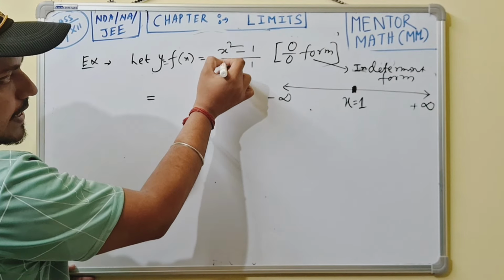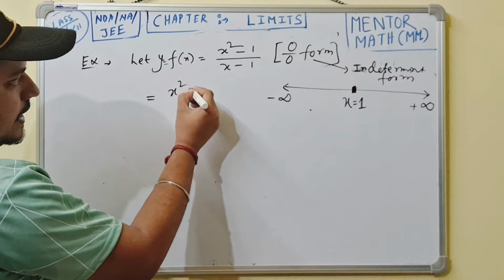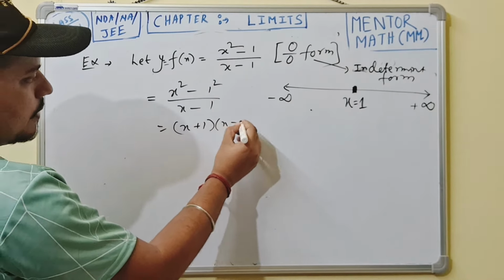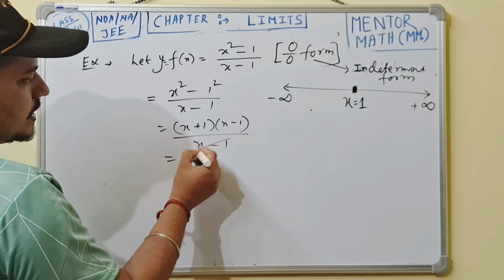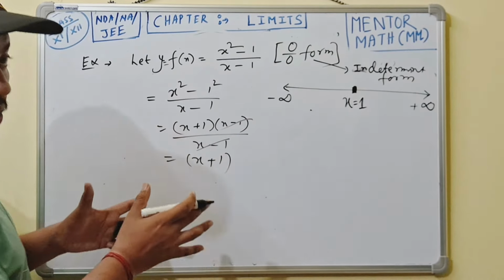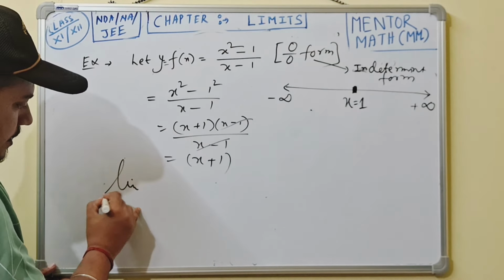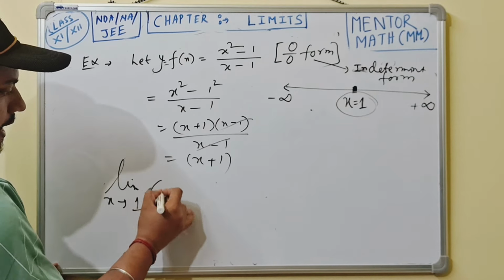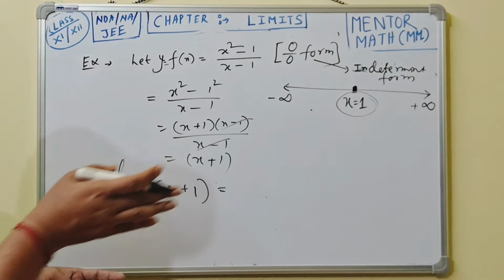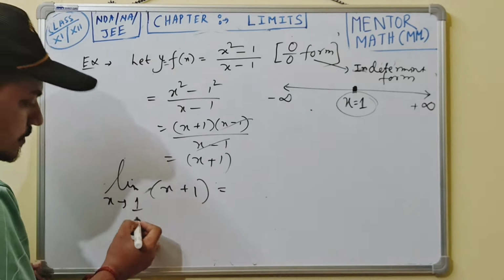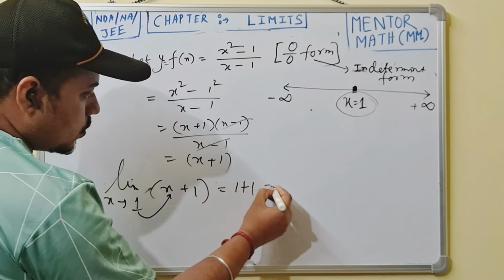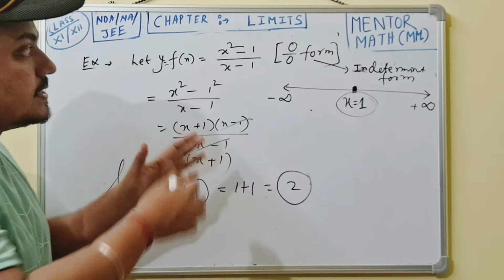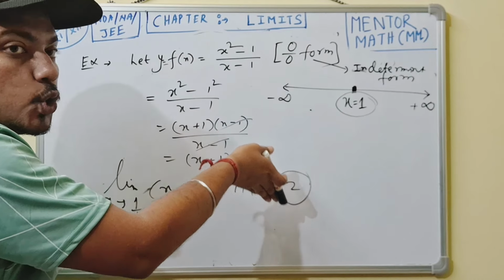So you know the a square minus b square formula. If I put it that way, x square minus 1 square by x minus 1, you can write (a plus b) into (a minus b) divided by x minus 1. That is cancelled, so you get the value x plus 1. If I take the limit as x tends to the particular point 1, x plus 1, so when x approaches 1, the function gives, if I put 1 here, 1 plus 1 equal to 2. So the function approaches 2. That means this 0 by 0 form gives the value 2.